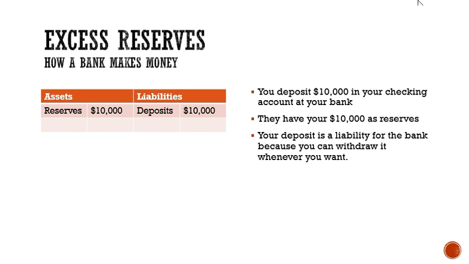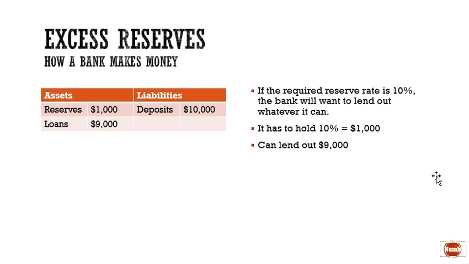It says assets, they have reserves of $10,000, but they also have liabilities of $10,000 because they owe you that $10,000. If you come and say, hey, I want my $10,000, then they have to give it to you. So that is a liability for the bank. Now let's say the required reserve rate, which is set by the Fed, says that the bank has to hold 10% of your funds.